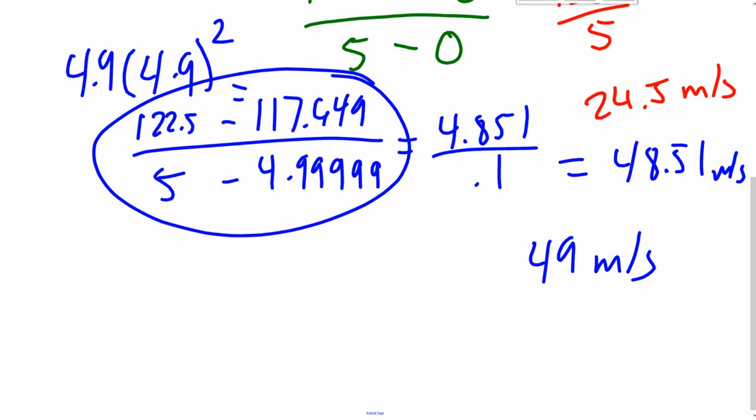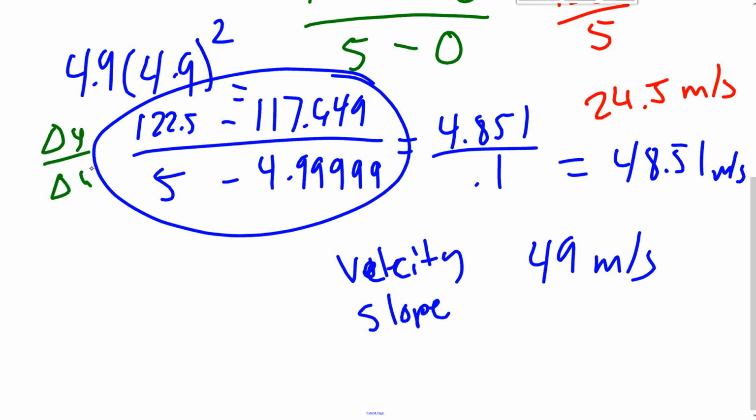So the velocity and your slope are really the same thing, because you're just finding either your change in y over your change in x, or you're finding your change in height over your change in time, or change in distance over time. So really they're the same exact problem that you're dealing with.